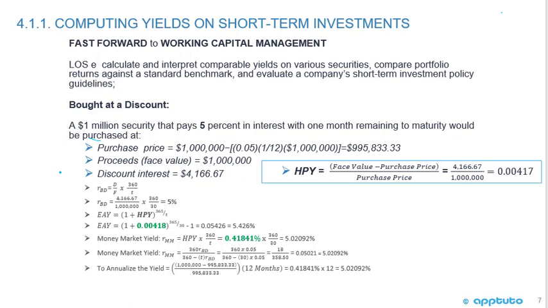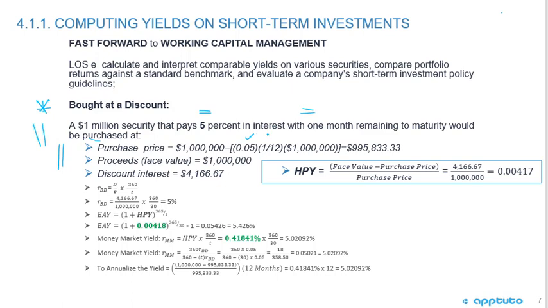Okay, this slide is just fast forwarding again to working capital, an example from corporate finance that comes right out of that reading. And I just wanted to include it here because it shows you a little bit of a wrinkle. In this case, it's a $1 million security that pays 5% interest with 1 month remaining to maturity, and they don't give you the purchase price. So I just want to show you how you run through that calculation very quickly. They're bought at a discount, so it'd be the 1 million minus, and it's not that difficult.